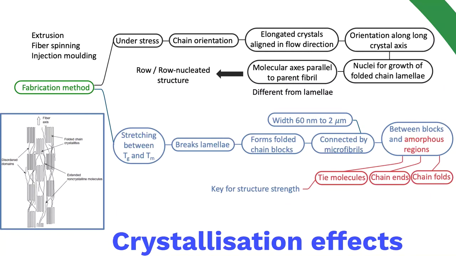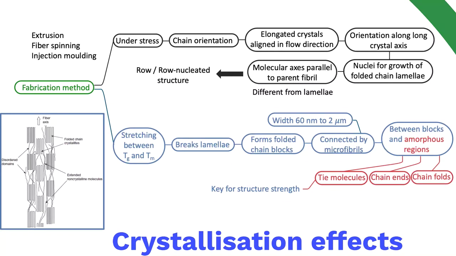This will provide nuclei for growth of folded chain lamella, and then this lamella would be parallel to the molecular axis of the parent fiber. Now this is different from the lamella's orientation itself. And this results in roll structures.